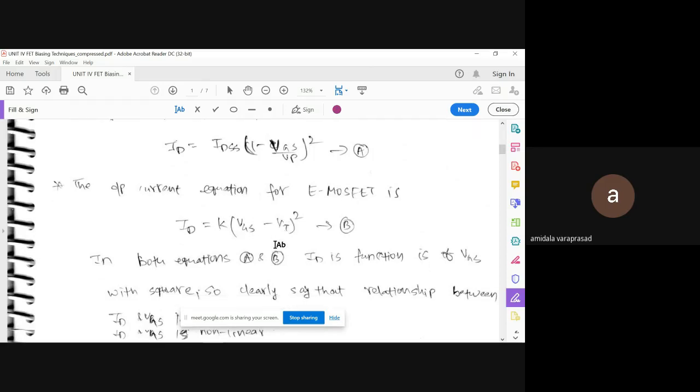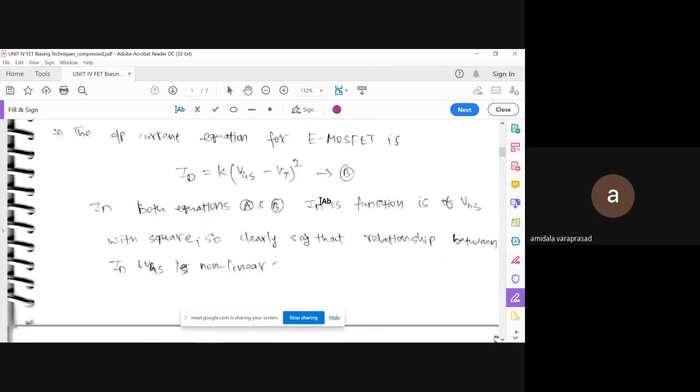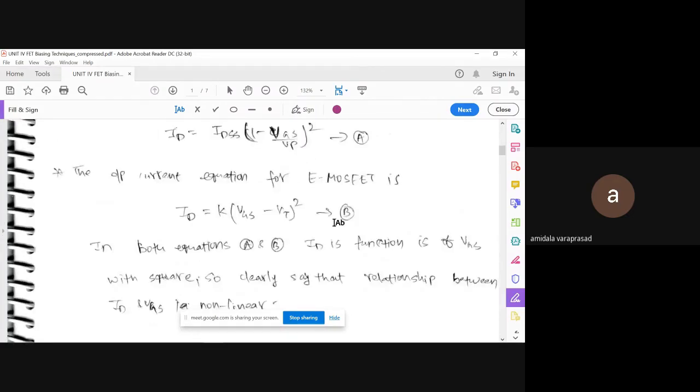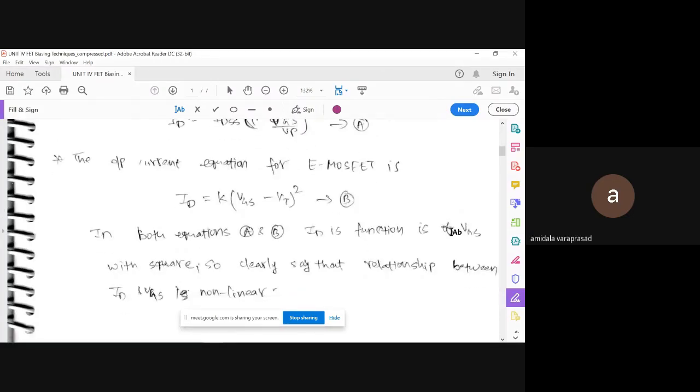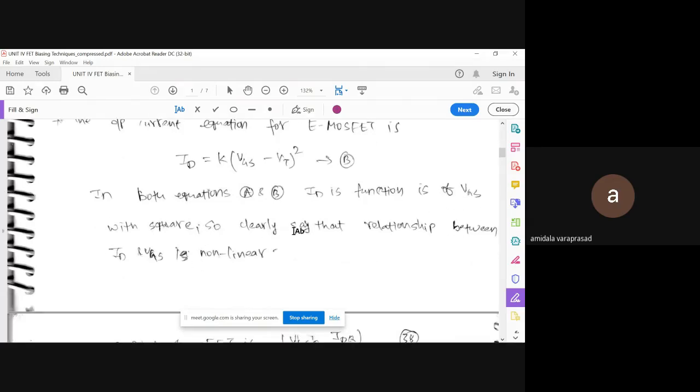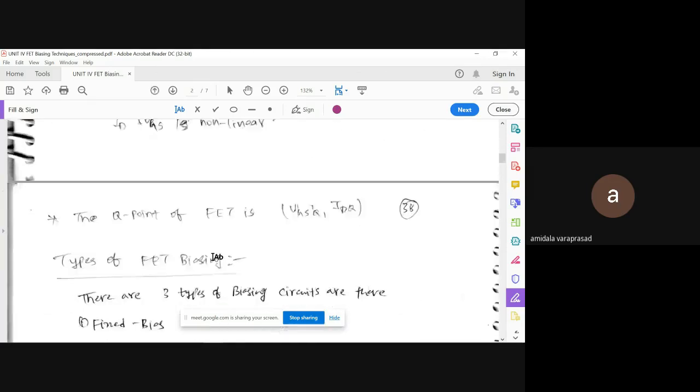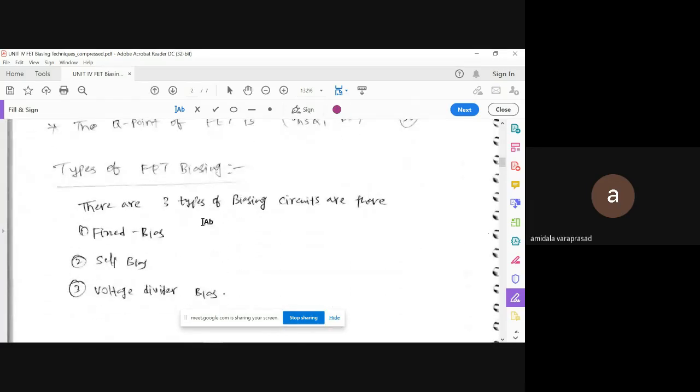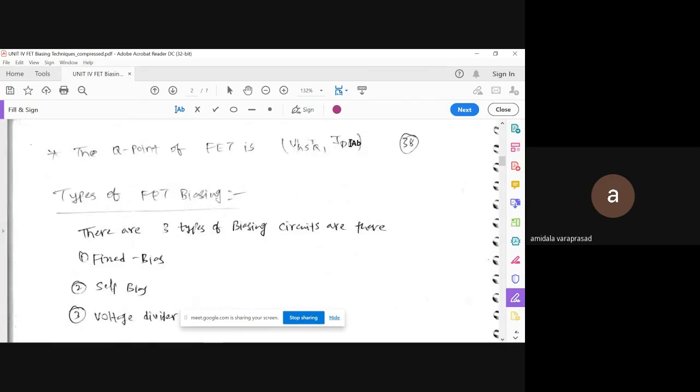In both equations A and B, ID is a function of VGS with a square. So clearly the relationship between ID and VGS is non-linear; it is not linear. Now the Q point is VGSQ comma IDQ.